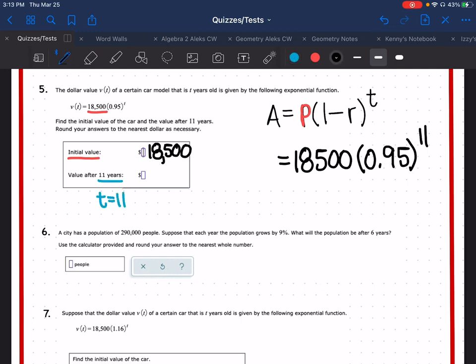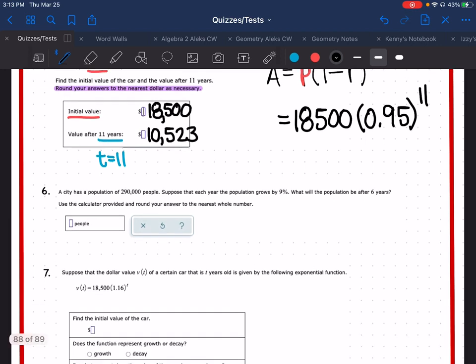Alex will provide a calculator for you that you can use, I do believe, or you can go over to the scientific Desmos calculator. Either way, it does say to round your answers to the nearest dollar as necessary. So 10,523 is what I ended up with.